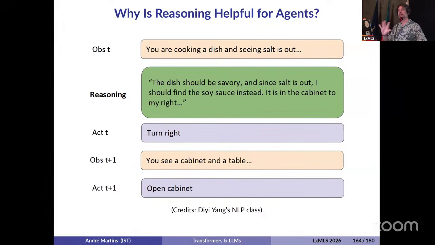This is something that we can encompass in a reasoning session. Like so, maybe soy sauce could be a good replacement for salt. It's not always going to be the case, but maybe for some cases it works. And then it needs to define a goal and to start acting to achieve that goal, like where to find the soy sauce. Maybe it needs to turn right, see a cabinet, open the cabinet, get the soy sauce, and so on and so forth. So interleaving reasoning with action is important.